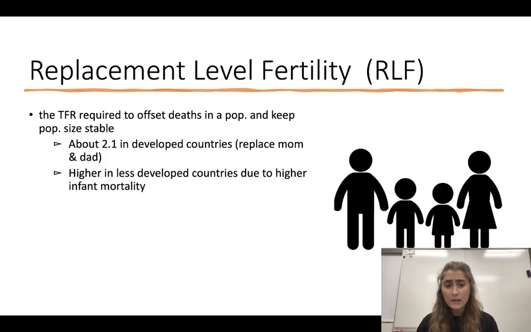In a developing country, that replacement level fertility number may be higher due to higher infant mortality rate. So if your infant child is not surviving, your replacement level fertility may be higher. You may need to have more offspring to offset the fact that you've lost offspring in the process. And again, that number will vary based on the country.